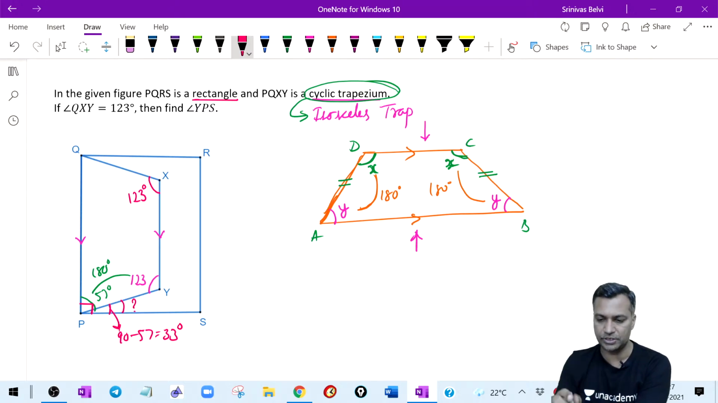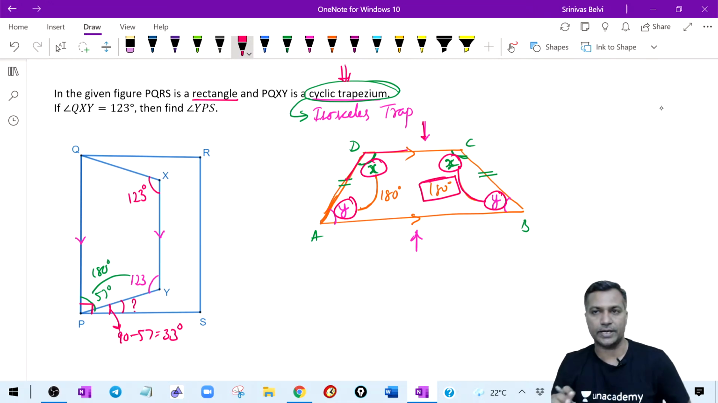Every cyclic trapezium is an isosceles trapezium, in which the angle formed between the lateral side and one of the parallel sides would be equal. The same thing happens with the other parallel side, but x and y are supplementary. Okay, that's the point there.